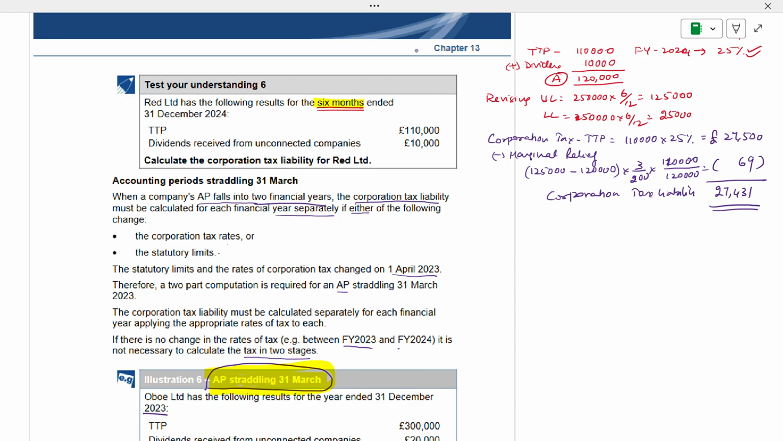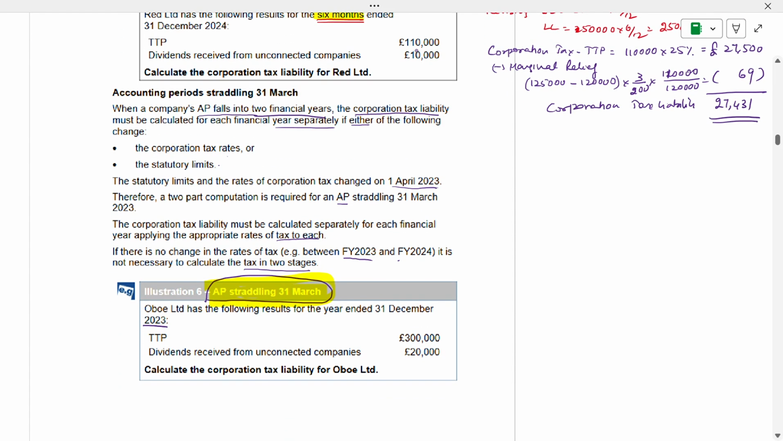You see the thing. The corporation tax liability must be calculated for each financial year if either any one of the following change. Separately. If the corporation tax is changing, is it right? If corporation tax is changing from 19 to 25%. Are you okay with this? Yes, sir. The statutory limits and rate of corporation tax change on 1st April 2023. Therefore, two-part computation is required.